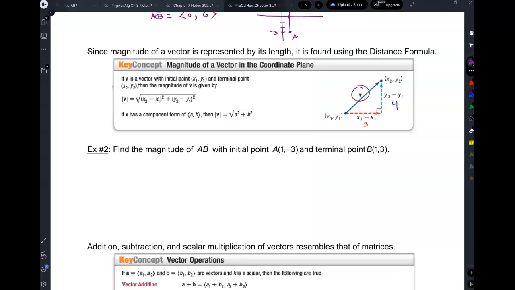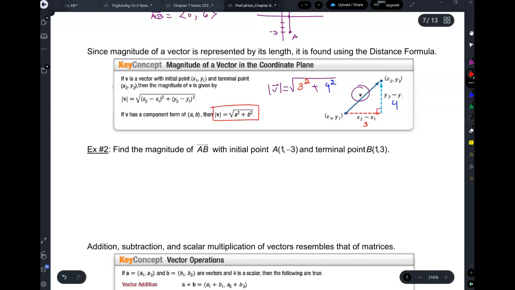So to find the magnitude of vector v, you're going to do the square root of the first component squared plus the second component squared, okay? Now there are many ways of writing it. One way of writing it is this: the magnitude of vector v is the square root of the first component squared plus the second component squared. And if you're wondering what a and b are, a is x2 minus x1, and b is y2 minus y1. So there are different ways of writing the same thing.